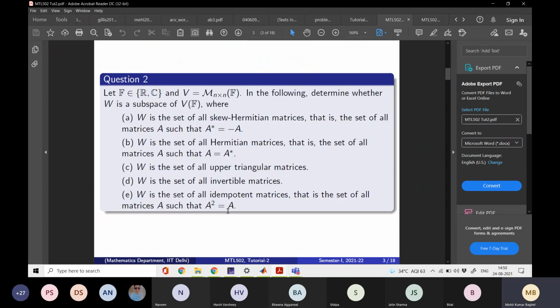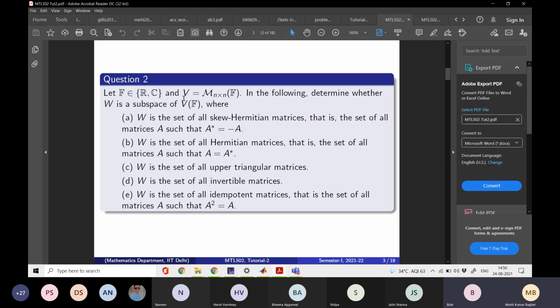For question 2, here we have to determine whether it is a subspace of V. So what do you mean by a subspace of a vector space? If a subset of a vector space is closed with respect to addition and multiplication over the same field and same operations, then it will be a subspace. You can say if W, any subset of V, satisfies all the 8 properties we have studied, then we can say it is a subspace of V.